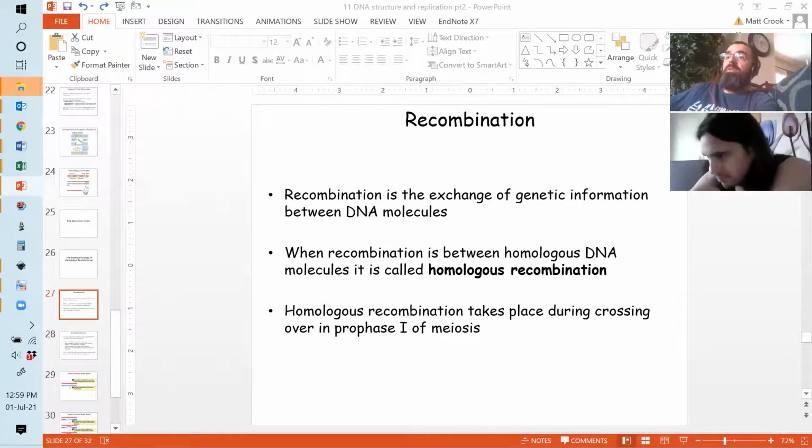So in meiosis, homologous recombination is induced, right? It's done deliberately. In the case of DNA repair, it's in response to a double-stranded break, for example from gamma radiation, which breaks the DNA backbone.